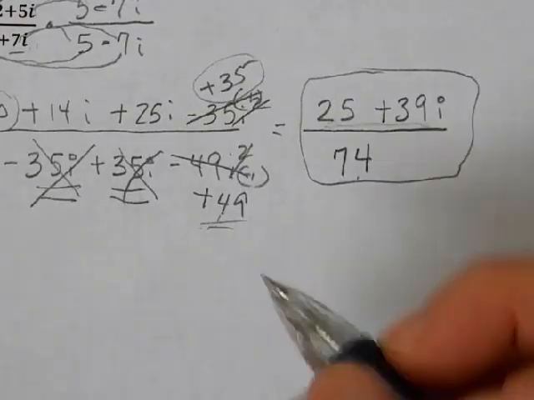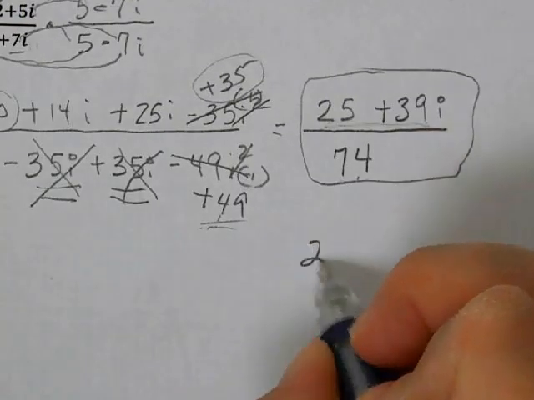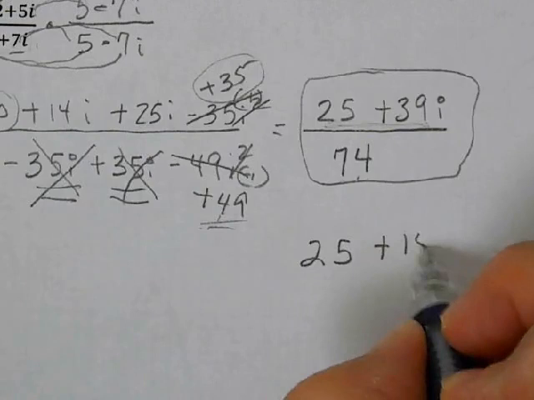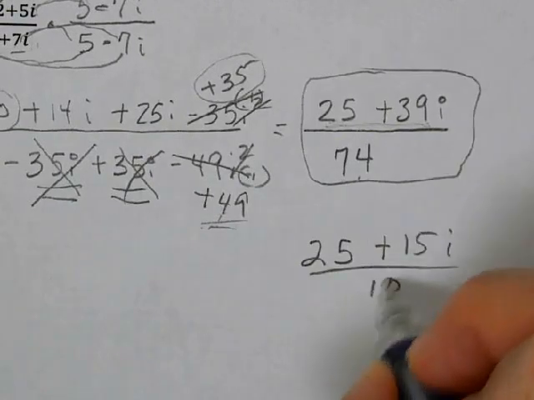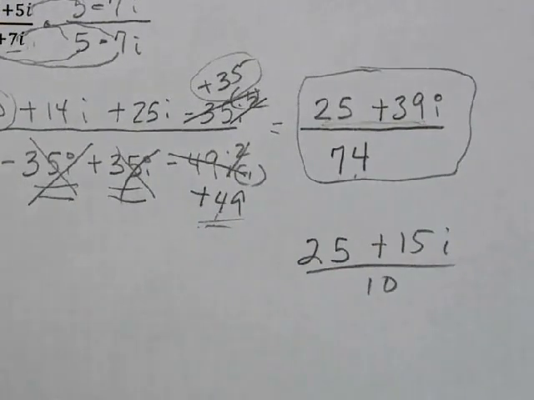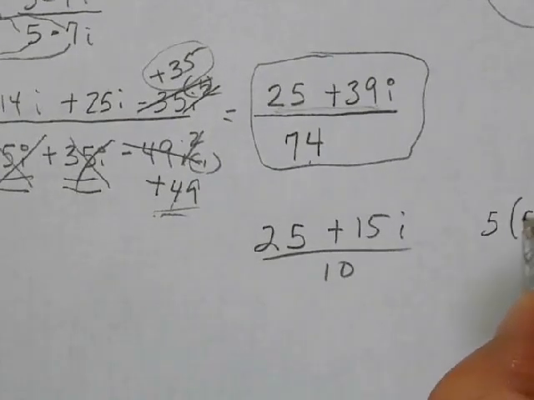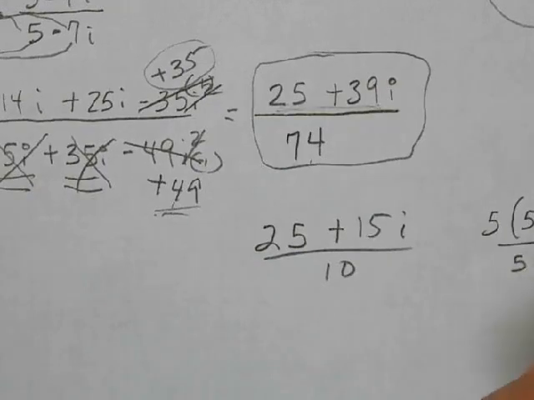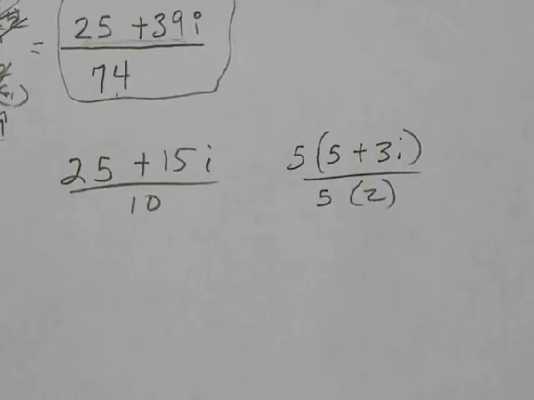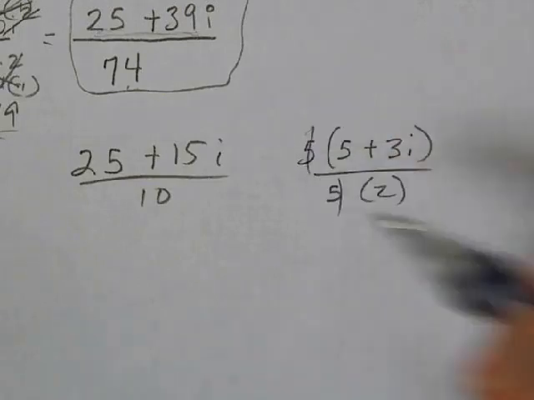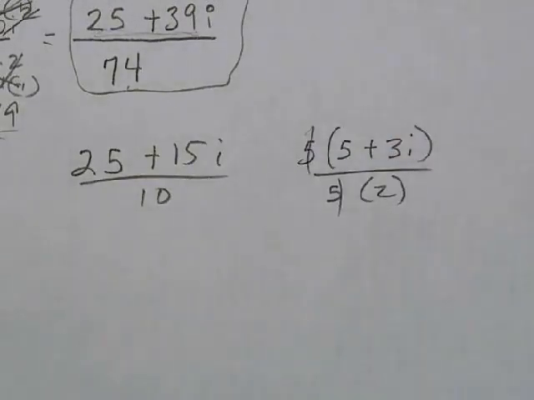If, for instance, this problem ended up as like 25 plus 15i over 10, then I could say, yes, these do have a common factor. I could factor a 5 out of the top and factor a 5 out of the bottom, cancel the 5s. So my answer would be 5 plus 3i over 2.